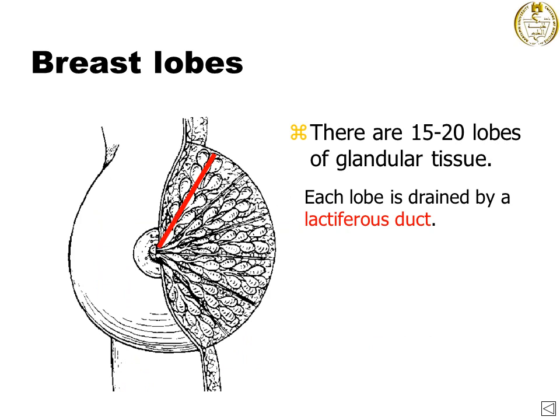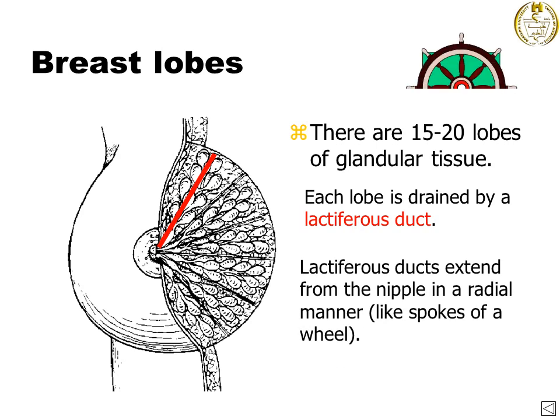The breast lobes. There are 15 to 20 lobes of glandular tissue. Each lobe is drained by lactiferous ducts. The lactiferous ducts extend from the nipple in a radial manner like the spokes of a wheel.